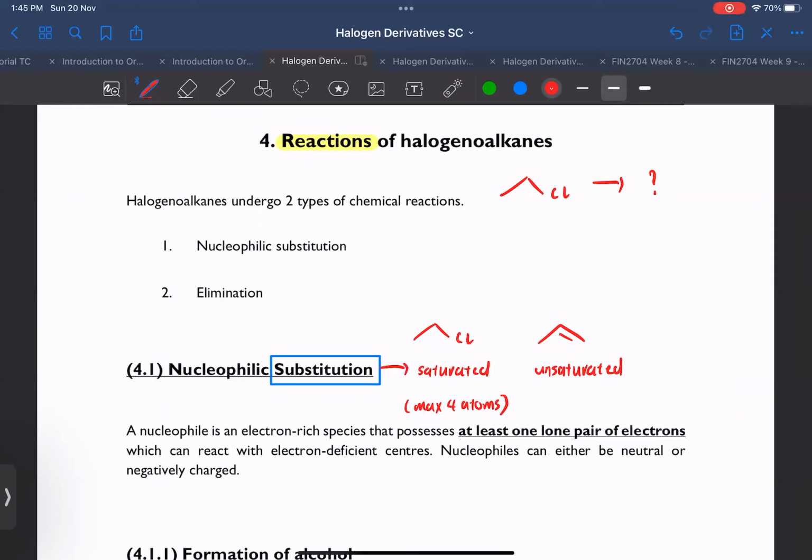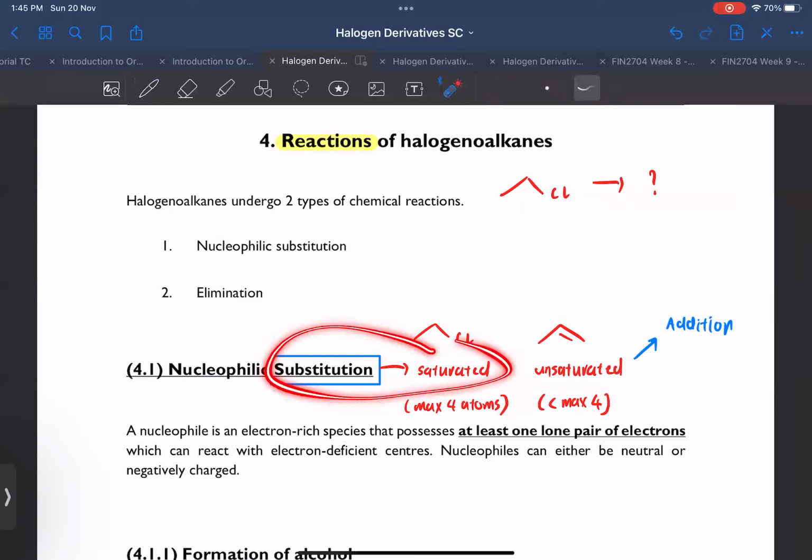How about unsaturated compounds? You have less than a maximum of 4 atoms, so if you have less than a maximum, you can add more things to it. That's why unsaturated molecules undergo addition. Anytime there's a double bond functional group, it will undergo addition. The only exception to this unsaturated and saturated rule is benzene.